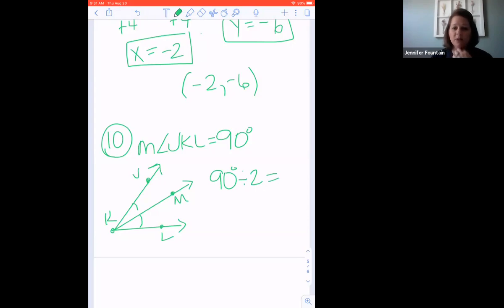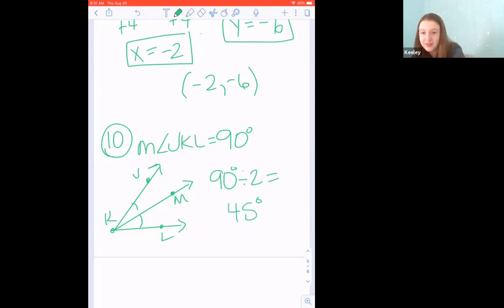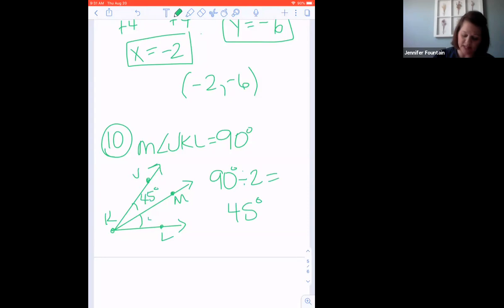Nobody wants to unmute and tell me. 45. Pretty good. 45 degrees. So that means this one is 45 degrees, and this one is 45 degrees. The bisector means it is cutting it in half, dividing it into two equal parts. So I take my total measure and divide by 2. Any questions on that?